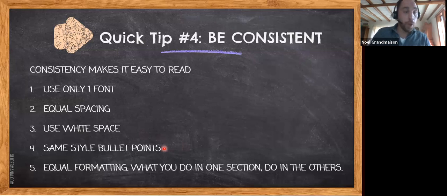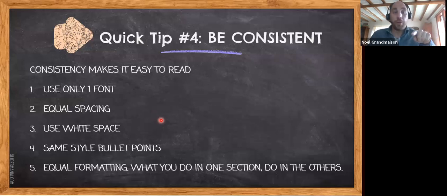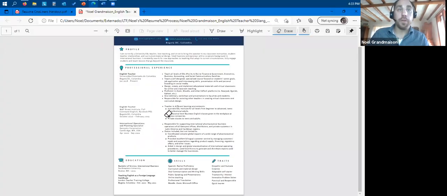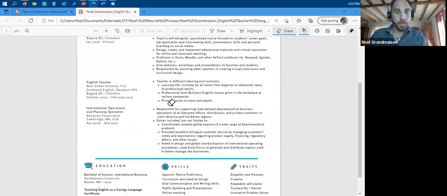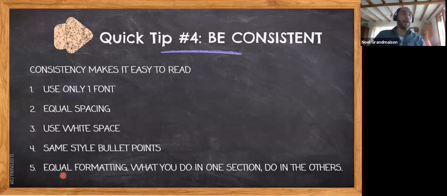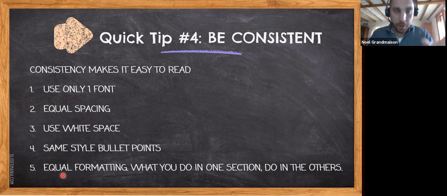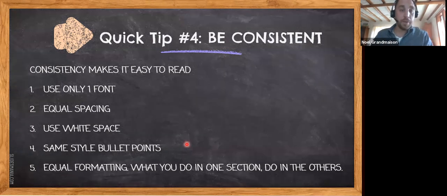All right. And again, with bullet points, when you use bullet points, you don't want little circles to start, and then the next one you have triangles, and then the next one you have little stars. No, you want to use the same bullet points. Make it consistent. And then again, like I said before, equal formatting. What you do in one section, do in the other. Okay, so when you're doing your resume, the content is extremely important, but so is the design. So is the physical design of it, and make it beautiful and attractive and easy to read.